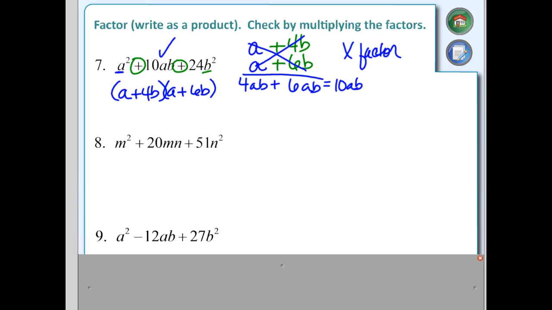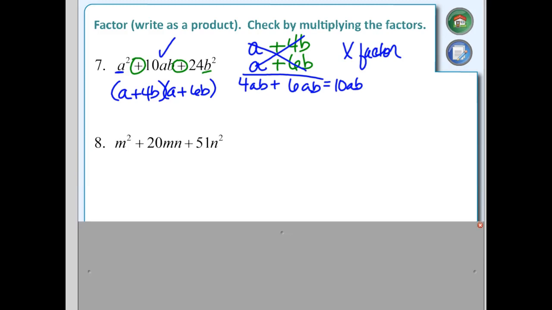All right. Let's try one more. All right, let's look at number 8. We need 2 binomials that I multiply together. So we know that the factors of m squared are m and m. We look at our signs. Both of these are plus, so both of mine are going to be plus.